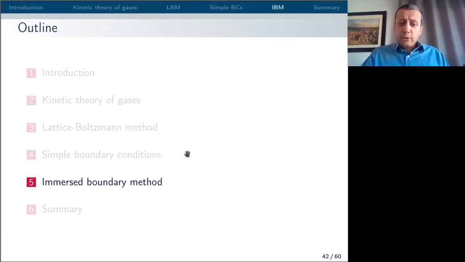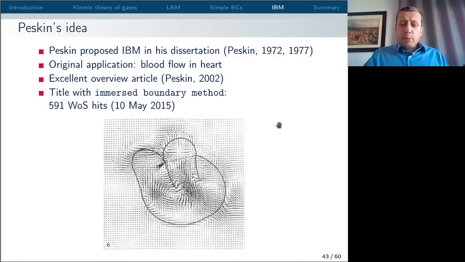Now finally, I want to say a bit about the immersed boundary method. I'm also aware of time. I don't want to talk for too long. The idea of the immersed boundary method is that you have a regular lattice for the fluid, and you have some kind of a curved boundary on top of that. The roots of the immersed boundary method go back to the early 70s by Peskin, who suggested this in his dissertation. And the original application was blood flow in the heart.